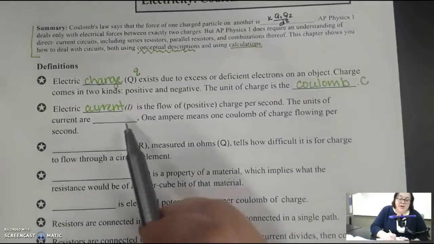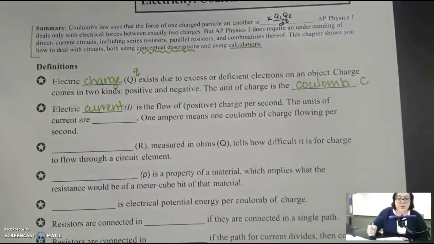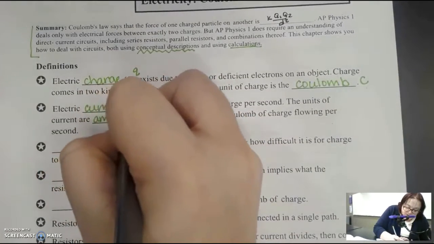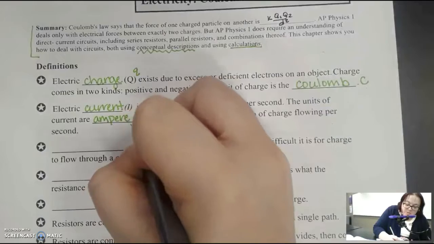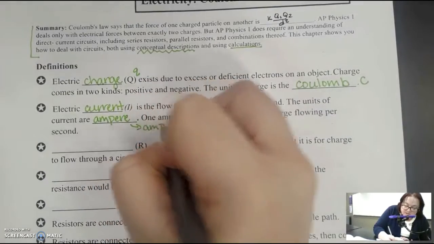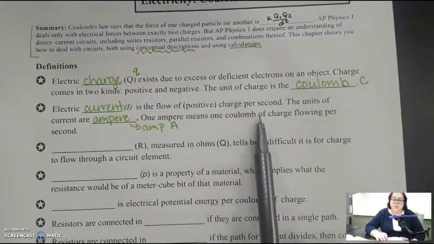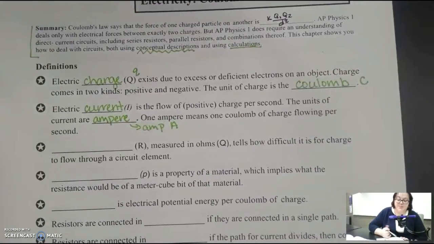The units of current are literally coulombs per second, but we gave that its own name, which is the ampere, often abbreviated as amps or just uppercase A. 1 ampere means 1 coulomb of charge per second.